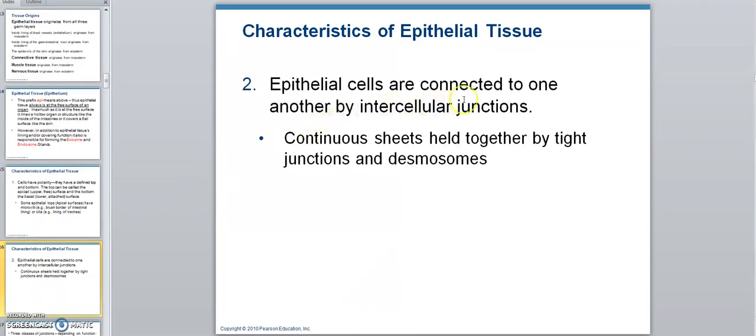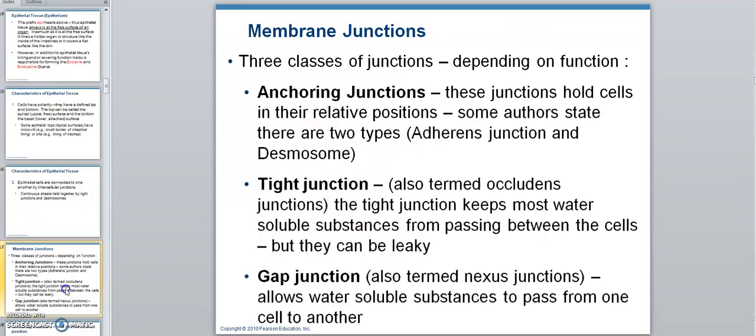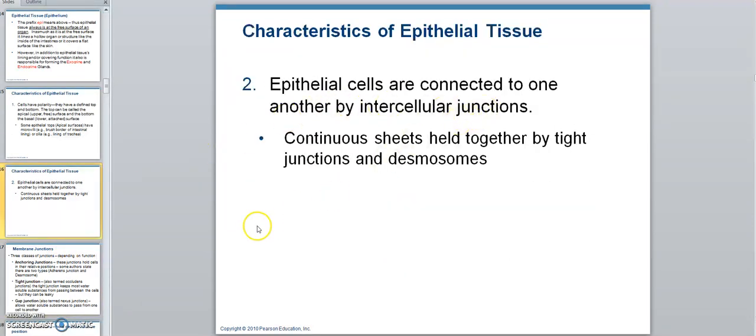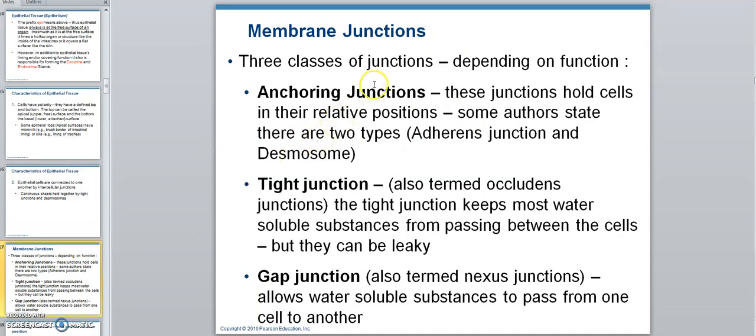Epithelial cells are connected to one another. Remember, that's the reason I said there was nothing in between. And they are connected by something called intercellular junctions. So now let's digress for a moment and talk about intercellular junctions. These are the things that anchor cells together. I'm going to say that there are three classes of intercellular junctions. Anchoring junctions, tight junctions, and gap junctions.